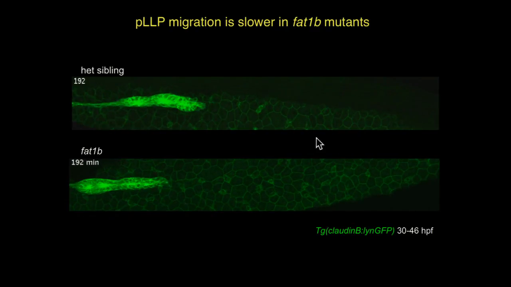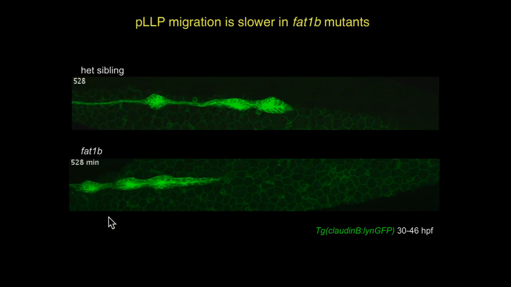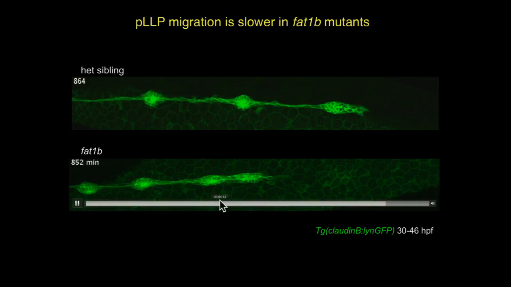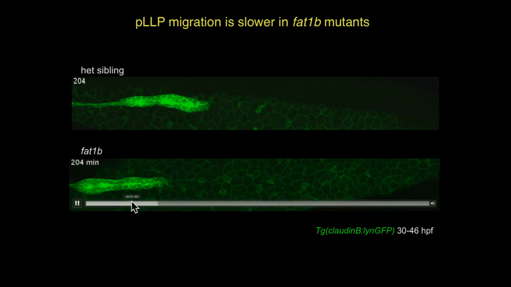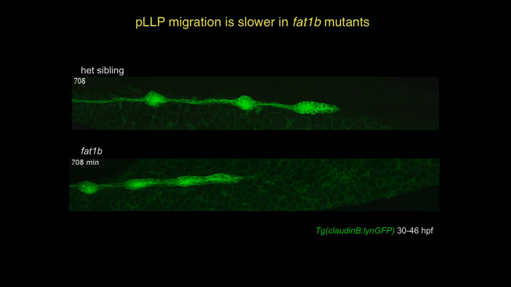And when we look at movies of fat1b mutants, we can see that primordium migration is much slower than in wild type, and as well we also see what looks like perhaps inappropriate cell-cell interactions. You can see these appear to be much more condensed compared to a wild type lateral line primordium.